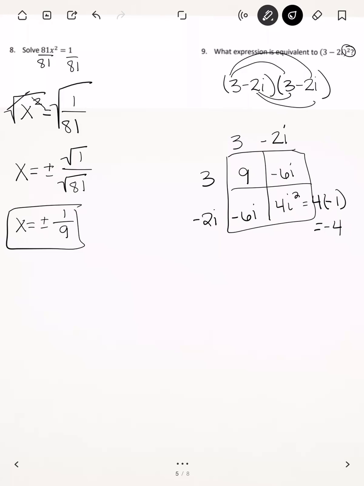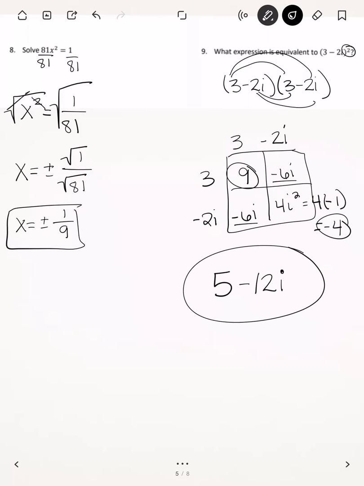Okay, from here I can combine my like terms. My 9 and my negative 4 combine for 5. My negative 6i and my negative 6i give me a negative 12i. And there we go. That was on our last test too. Don't know if you noticed that.